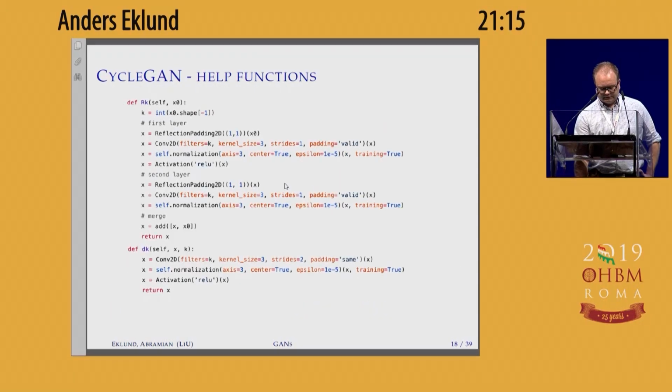So these are just to show two of the helper functions. DK is a very tiny function that takes K as an argument, so how many filters you want in the convolutional layer, and then the filter size is set to 3, and then you apply some normalization and activation function. The residual layer is a bit more complicated, but the code is still pretty short.